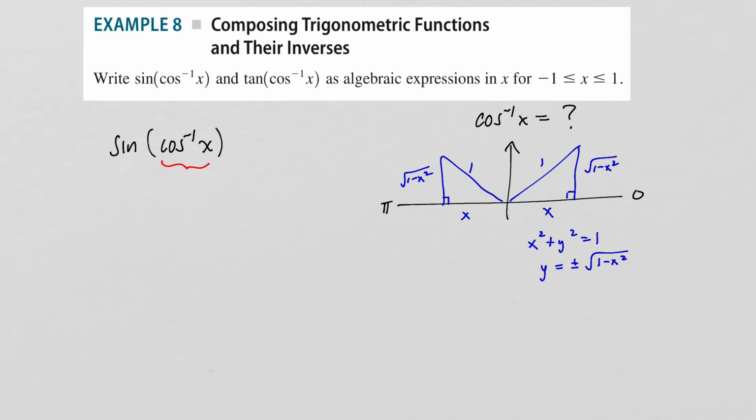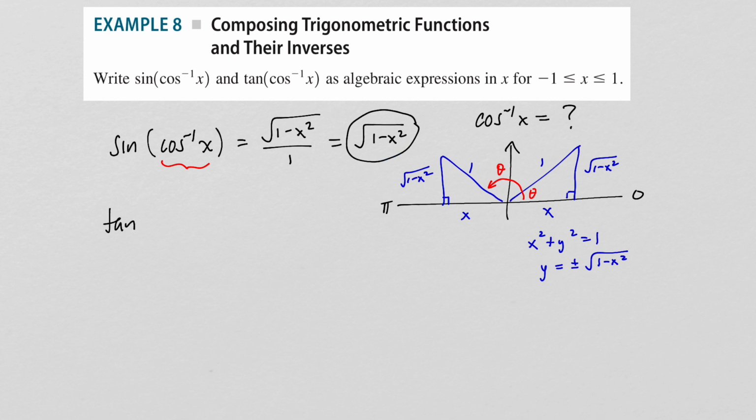So now we just want to know, what is the sine of this angle? The angle I'm talking about, of course, is this angle here or this angle here. Well, we know that sine of an angle, if you have a picture, is opposite over hypotenuse, or y divided by r. So sine of this angle is going to be the square root of 1 minus x squared over 1, which is simply the square root of 1 minus x squared.